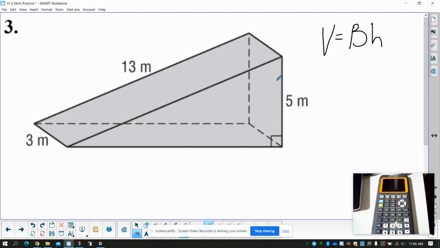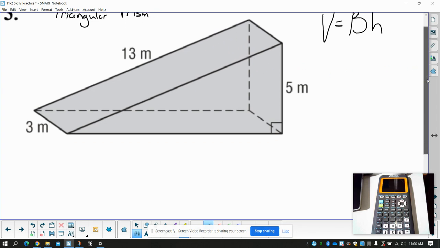This prism, the sides are not going to be these triangles. A prism does not have triangular sides. So we need to treat these triangles as the two bases, which means this is called a triangular prism. Meaning the defining shape for this is the triangles. So the triangles are the two bases in this case. So we need to find the area of the base.